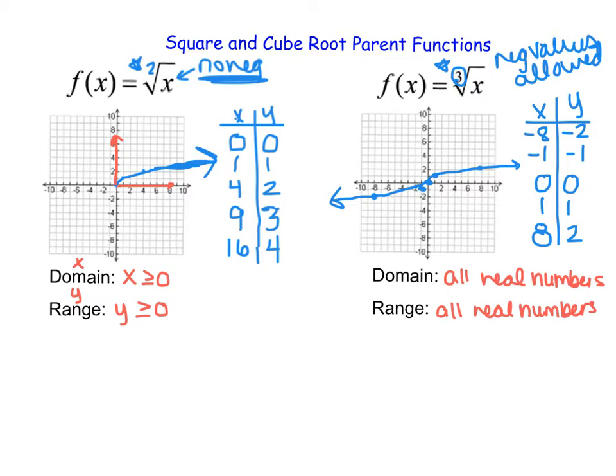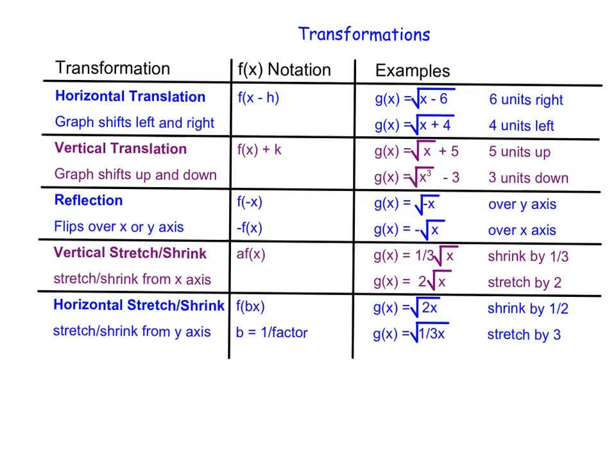So we're going to use these two parent functions as we look at transformations of both square root and cube root functions throughout the rest of this video. So what you see on the screen here is a table you've seen before. Now it's just tailored to the square root and cube root functions. And they are dealing with all of the different transformations that we can apply to a graph. So we have horizontal and vertical translations, reflections over both axes, and then vertical and horizontal stretches and shrinks.